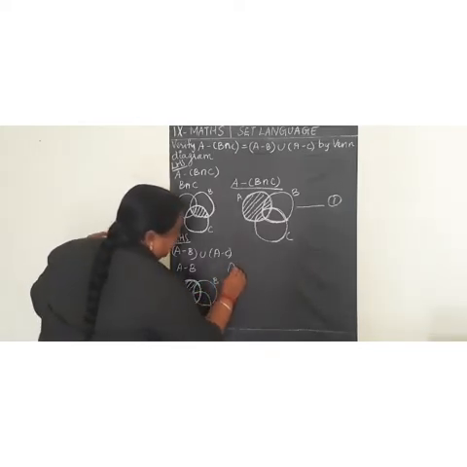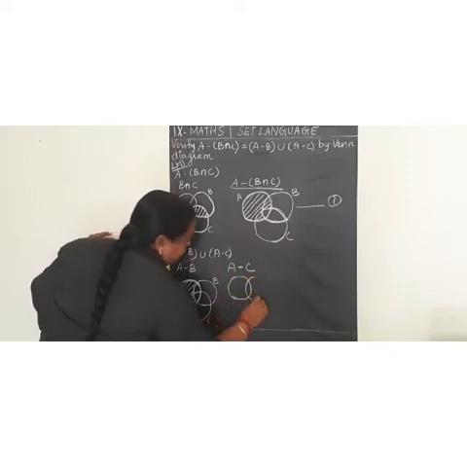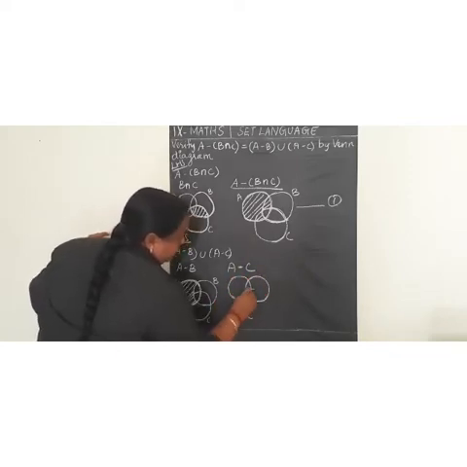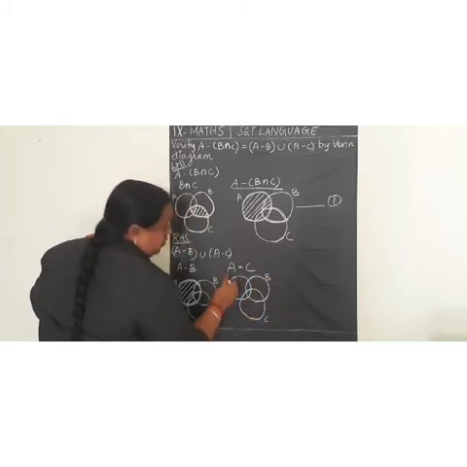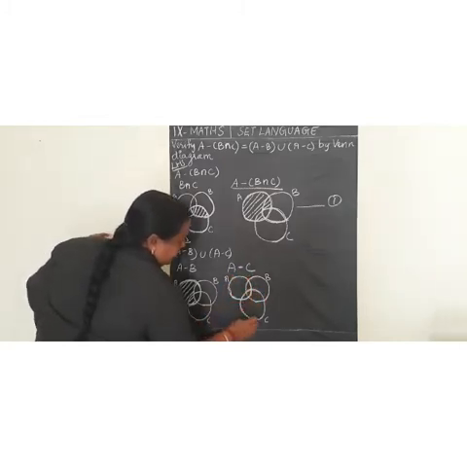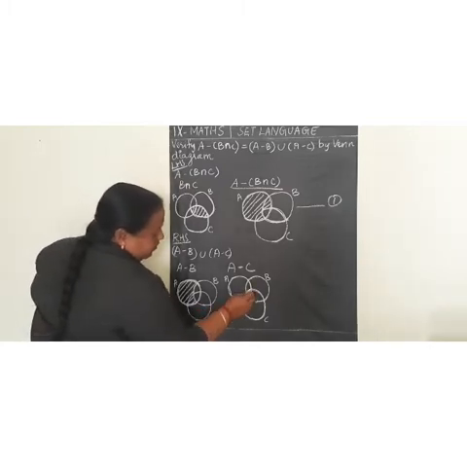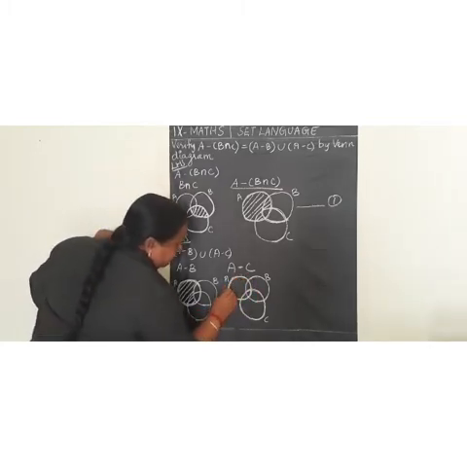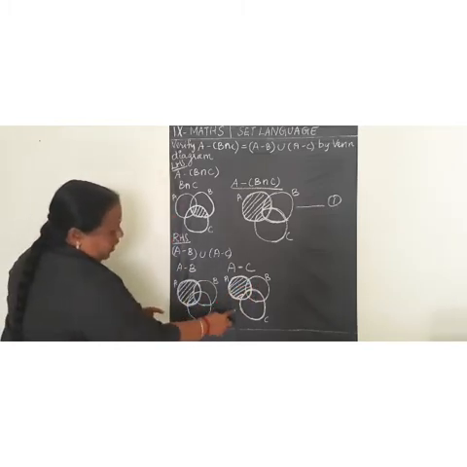Next, A minus C. A, B, C. Now this is set A, this is set C. In this one we have to leave out C and shade the rest. So this part alone we have to shade. We leave the C in set A and shade it. This is A minus C.